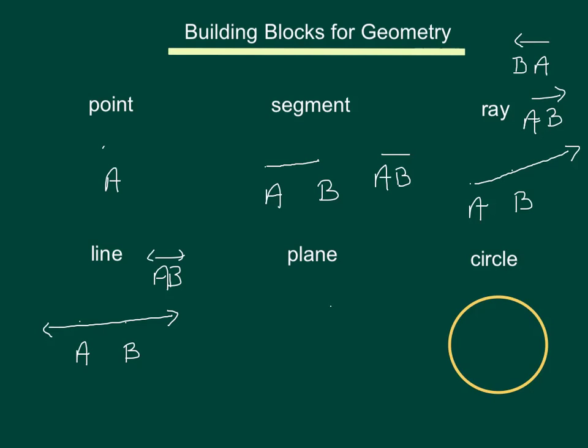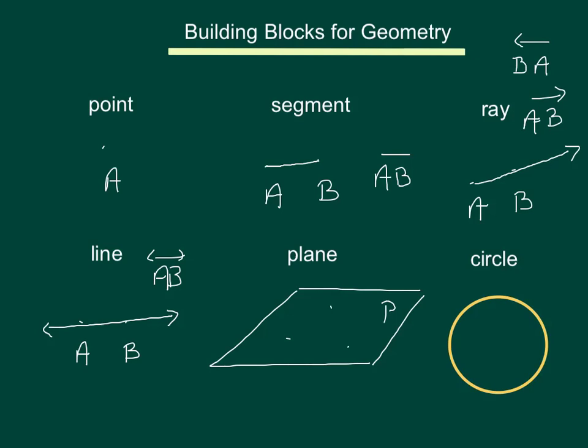When you have 3 points that aren't lying on a line together, they define what's called a plane. And a plane I like to think of as a big flat piece of paper that actually extends forever in every direction. So it extends east and north and west and south forever. And planes are typically notated with 1 letter, so I'll call this plane P.